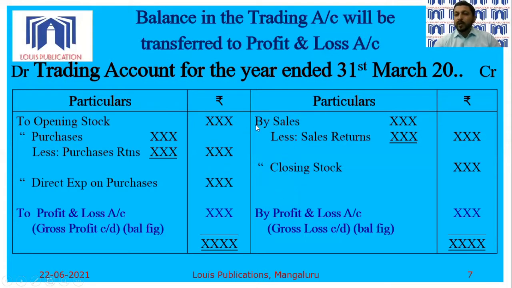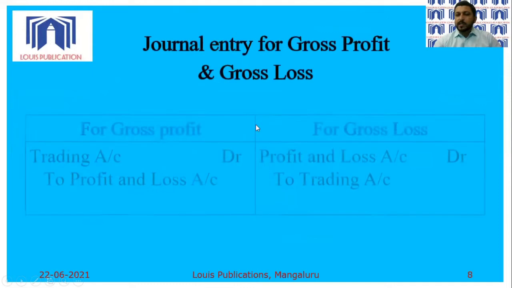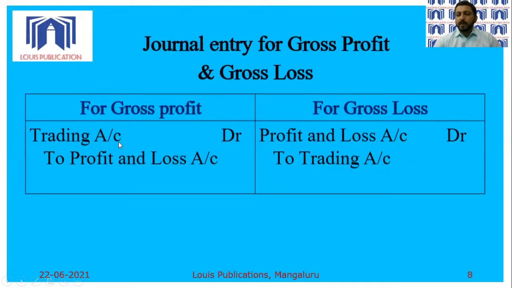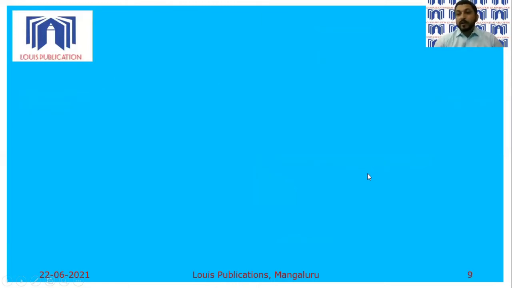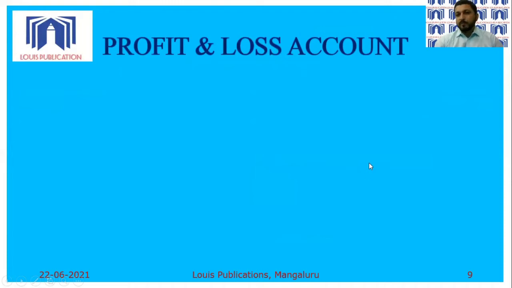So this is how trading account looks like. Now let's understand the journal entry we just picked up. Journal entry for gross profit will be trading account debited to profit and loss account. And for gross loss, it will be profit and loss account debited to trading account. So this is about the concept of trading account and the gross profit and the gross loss.